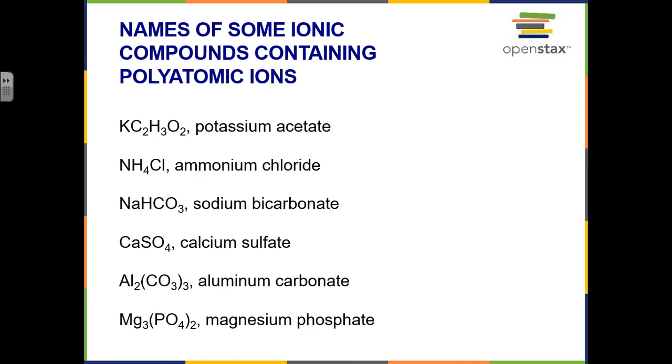Here are some additional examples, but these feature polyatomic ions. The only difference here is that you just name them with their polyatomic names. There are no adjustments made to the actual polyatomic ion name. So you have potassium acetate and ammonium chloride, which keeps the IDE. You have sodium bicarbonate. You have calcium sulfate, which keeps the sulfate. So polyatomic ions keep their names whether they're anions or cations.